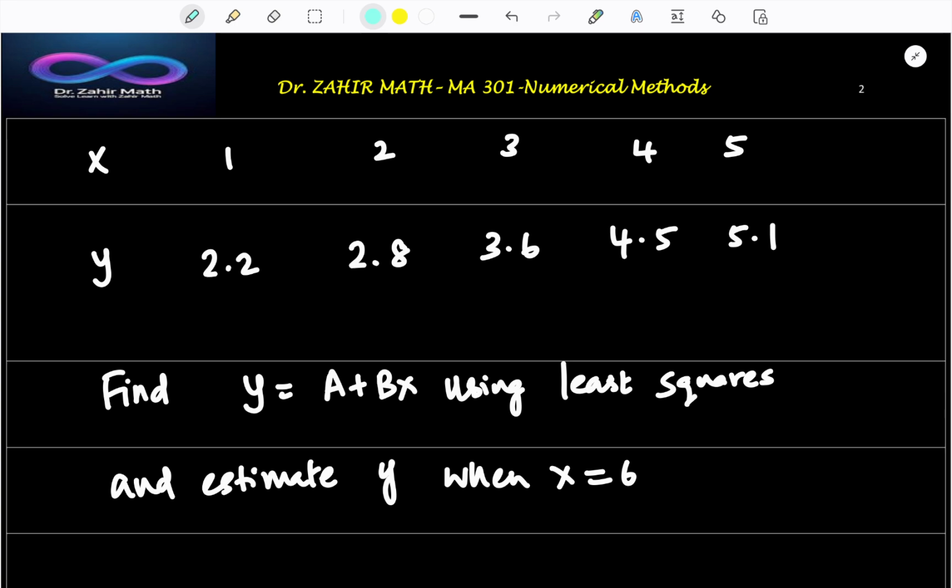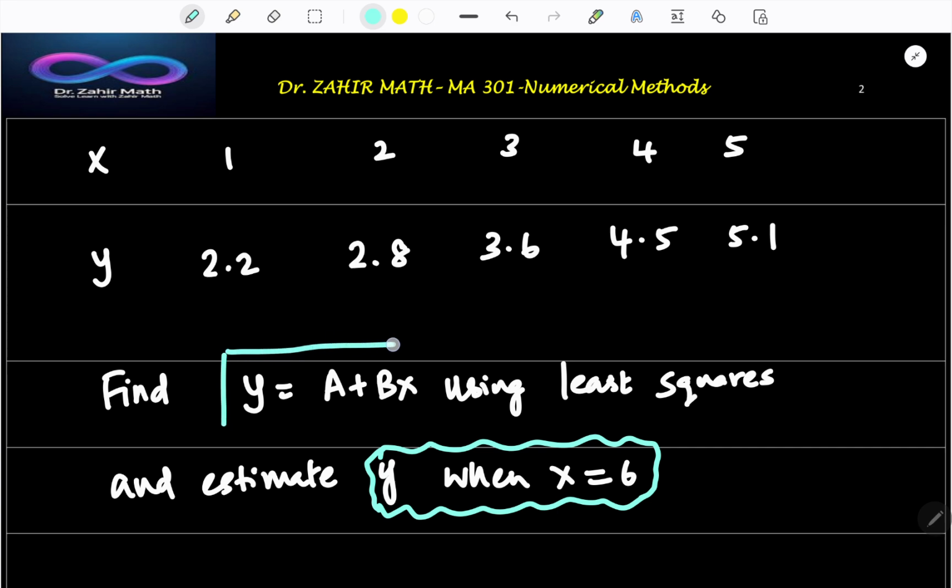The data is given: x equals 1, 2, 3, 4, 5 and y equals 2.2, 2.8, 3.6, 4.5, 5.1. The question is to find y equals a plus bx, which is a linear regression model. Linear means the power of x is 1. Using least squares, estimate y when x is equal to 6. I did not tell you this one in class, but you should know it. Once you get the final answer, you put x equal to 6 and get the value of y.